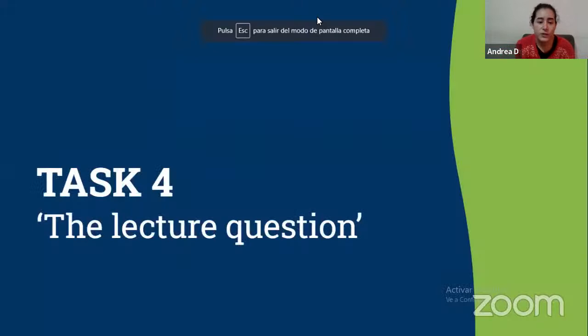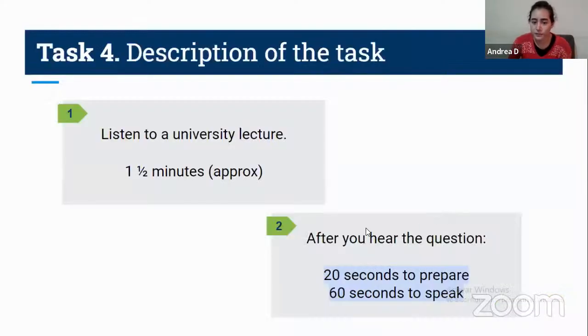Okay, guys. So task 4, this is what we call the lecture question. It's the last one in the speaking section. And I don't know, it depends on the way you see it, but some people say it's the hardest, mainly because of the content. Okay, we're gonna see what it's about.